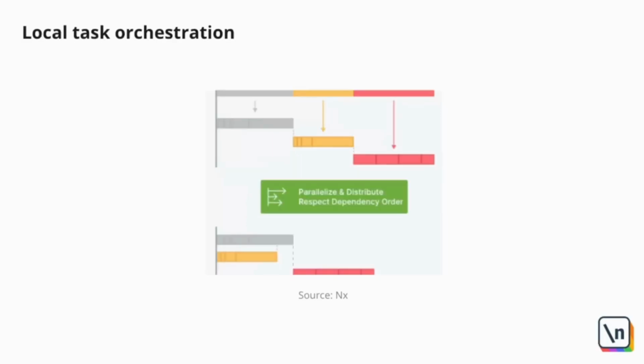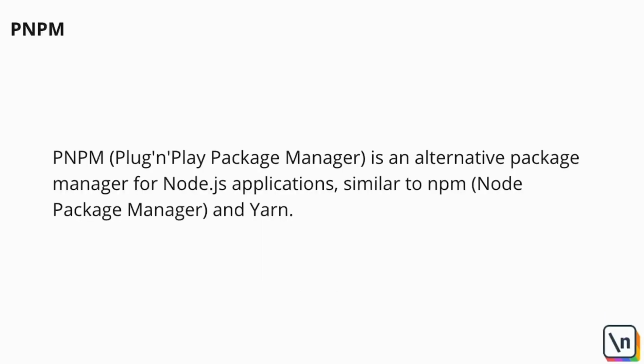Local task orchestration. Leveraging the repository's dependency structure, it should orchestrate tasks in the correct order as well as in parallel. For instance, integration tests should not be conducted until all requisite projects have been built beforehand, but integration tests can run in parallel. We are going to discuss a package manager that could solve this issue.